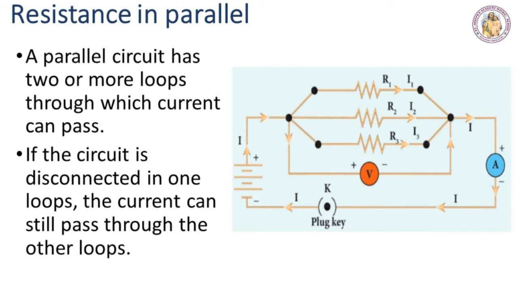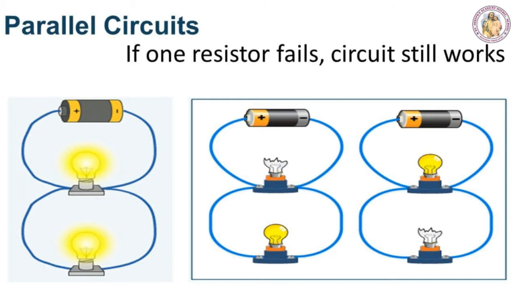So if one loop is disconnected, the wire is disconnected, then the other two ways are there for current to pass through. So if one resistor does not work, then the other two resistors will work. Why? Because there is more than one connection. So in parallel circuits, if one resistor fails, the circuit still works.